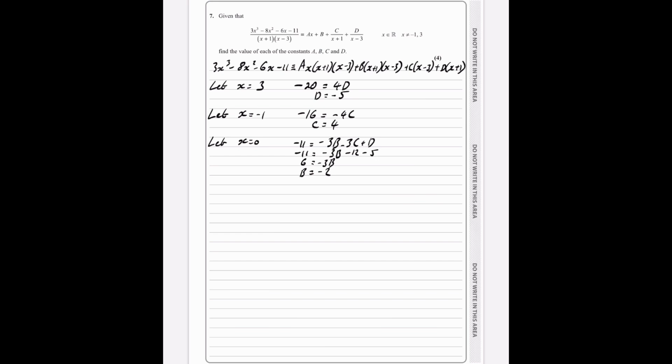And then the last option, I've gone with 1, because plugging 1 in is quite nice. You can choose other numbers though. Left-hand side's negative 22, we'll get negative 4a, subtract 4b, subtract 2c plus 2d. We now know what b, c, and d are, so we can substitute those in, and then bring everything together and solve to find a, which is 3.